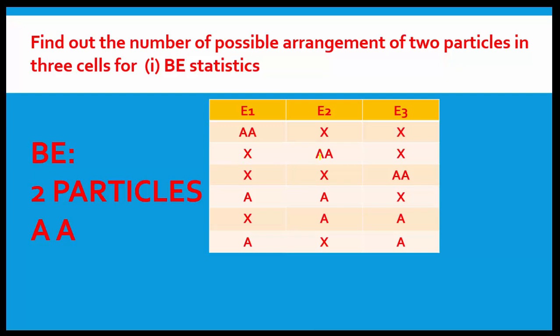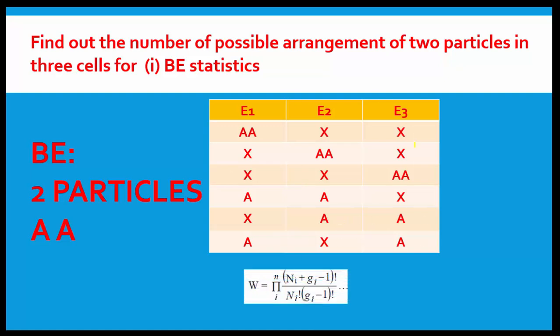Similarly, I can make AA, the two particles in cell E2, and E1 and E3 remain blank. Following the same, I make E1 and E2 blank and put the two particles in E3. Because it doesn't follow Pauli's exclusion principle, the particles can stay together or individually. So I can place a single particle A and another particle A at E1 and E2, and E3 remains blank. So there are two more possibilities, that is blank AA and A blank A.